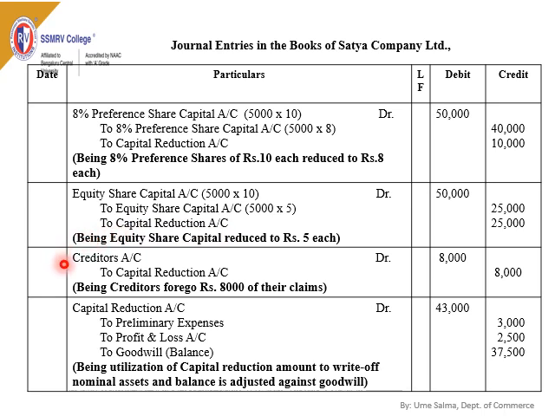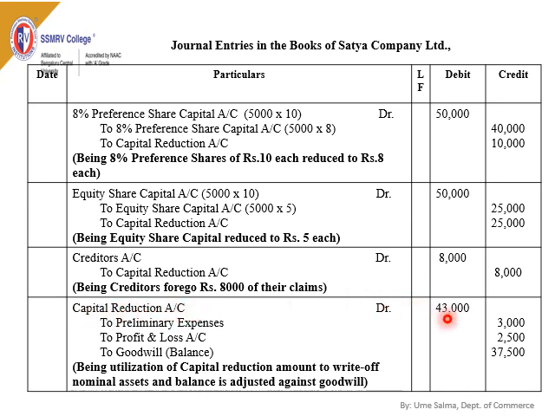Now here creditors forego rupees 8,000 for their claims. So we have to pass a journal entry saying that creditors account is to be debited 8,000, and we are transferring the same figure to the capital reduction account, that is nothing but 8,000. Now we have already accumulated and generated the capital reduction account.